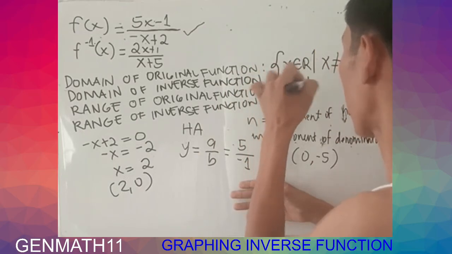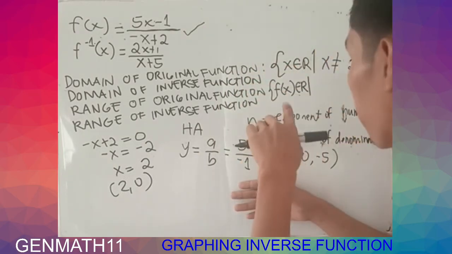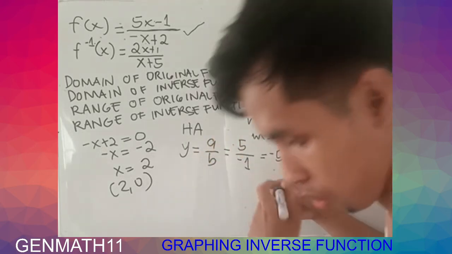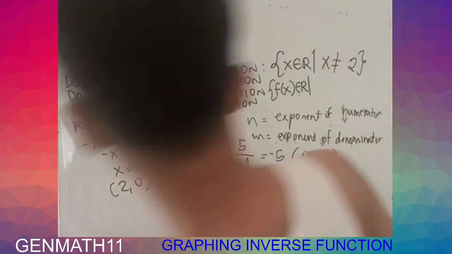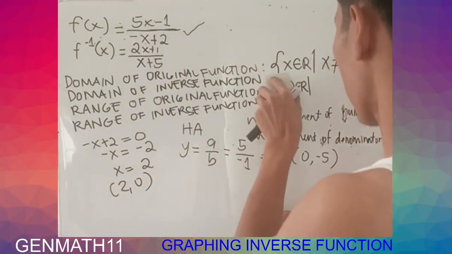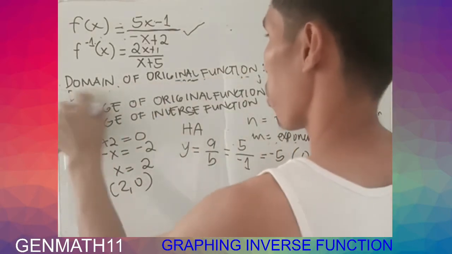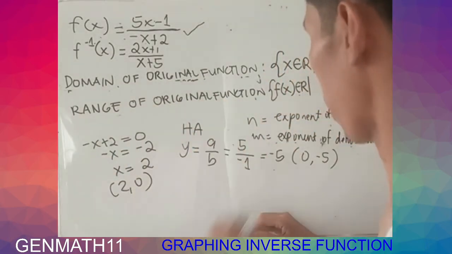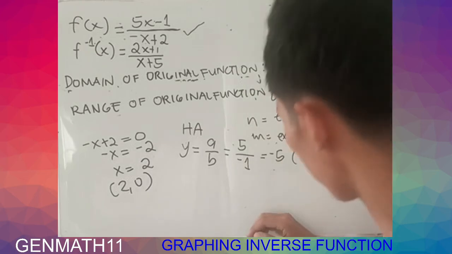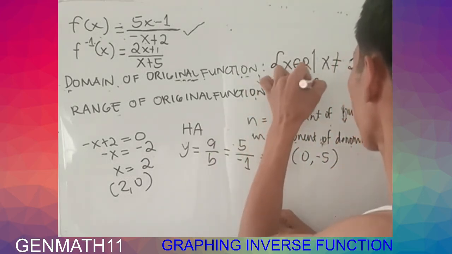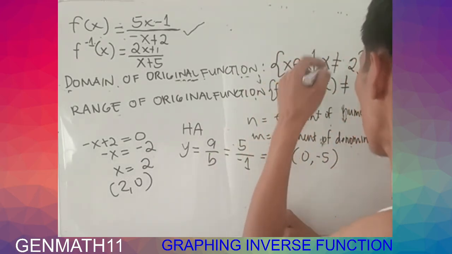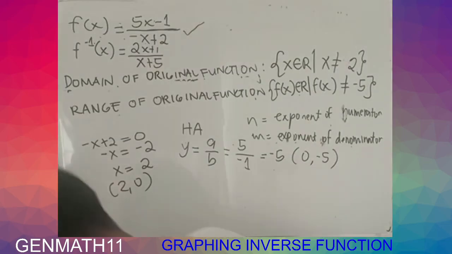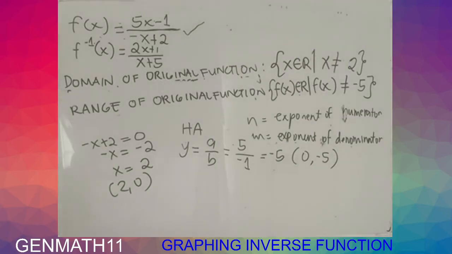is a set of real numbers such that, it doesn't fit. So, I'll just erase this. I'll put it below so it fits. I'll erase our solution later. So, f of x is not equal to negative 1.